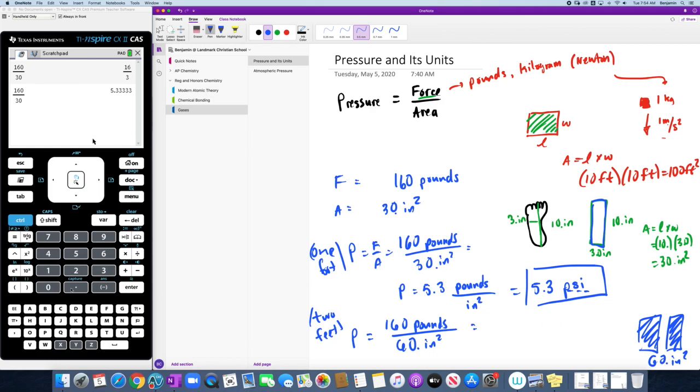And so 160 divided by 60. The pressure now is about 2.7, half the pressure as it is when I'm standing on 1 foot. Okay, so this is an important point. Force divided by area. It's the amount of force as it gets spread out over a particular area. And the more area it gets spread out over, the less pressure there is. This is pretty easy to understand, hopefully.